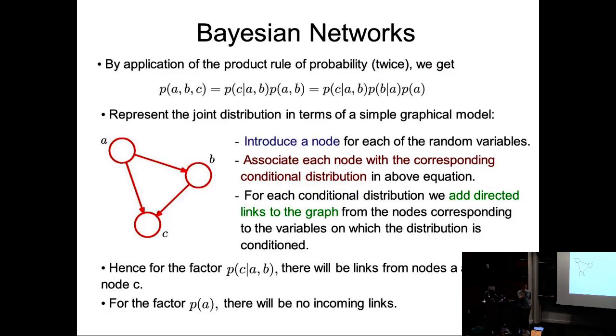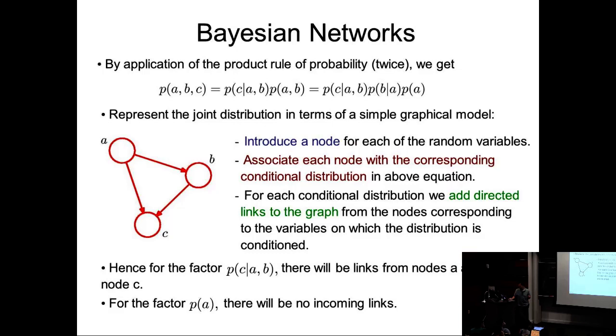Now, what I can do is specify a graph corresponding to this particular decomposition, right? So I can represent the joint distribution in terms of a simple graphical model of this form. What you do is you introduce a node for each of the random variables. You associate each node with its corresponding conditional probability. And then for each conditional distribution, you add a directed link. So let's look at the graph itself.